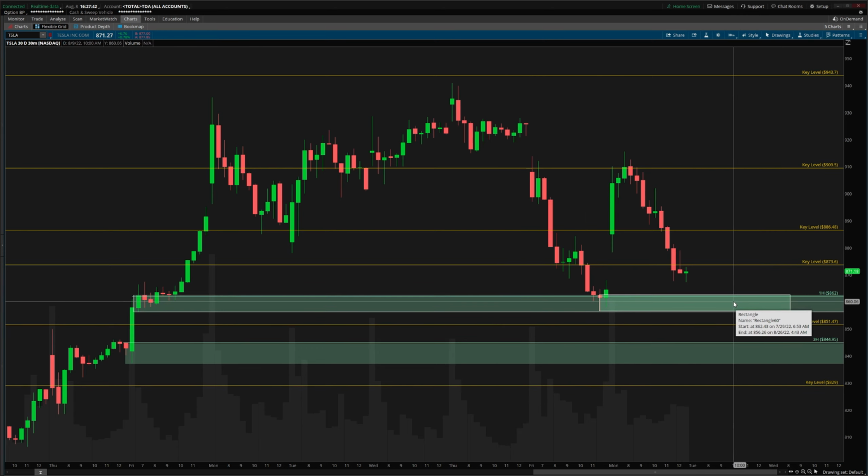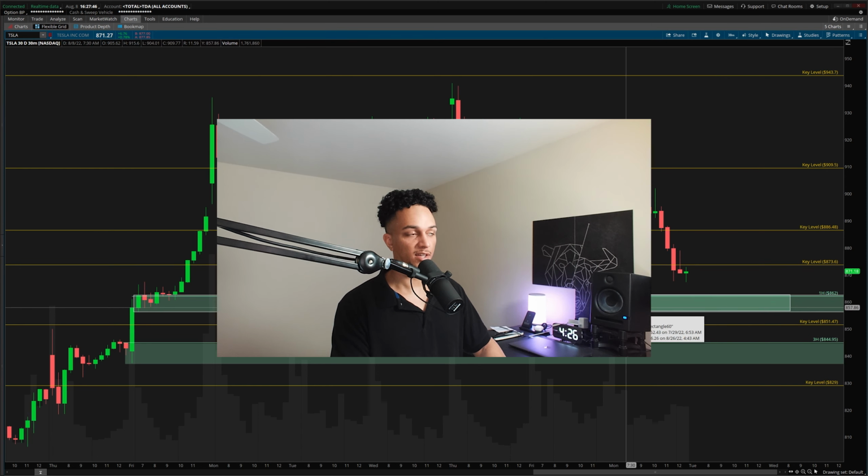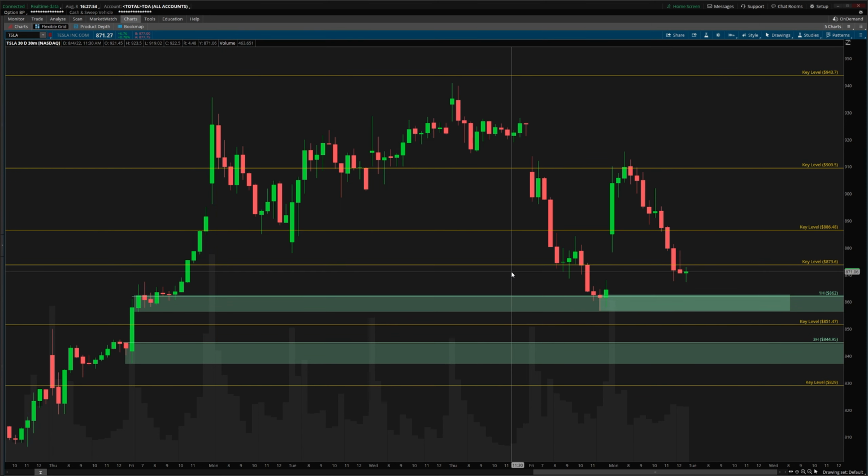And if price revisits this area at another time, it's an even stronger demand zone because there are clearly buyers in the market right here around 860. Each time price came back into this demand zone, it bounced out of it. And this is a valid entry for a long position for a drop-base-rally pattern.